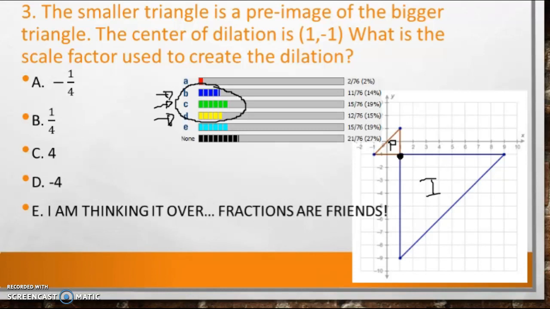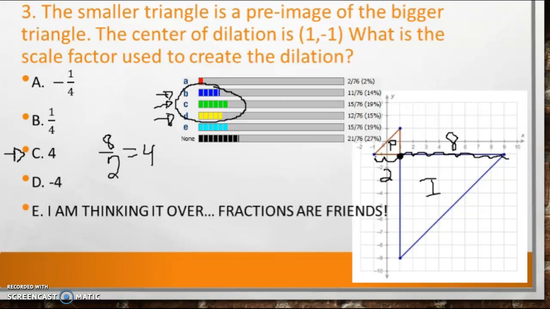Okay, I got 4 because all I did was count the base for both triangles, and one side is 8 and then the other one is 2, so 8 divided by 2 is 4, so that's how I got 4. Good. So Denisha thinks it's C.